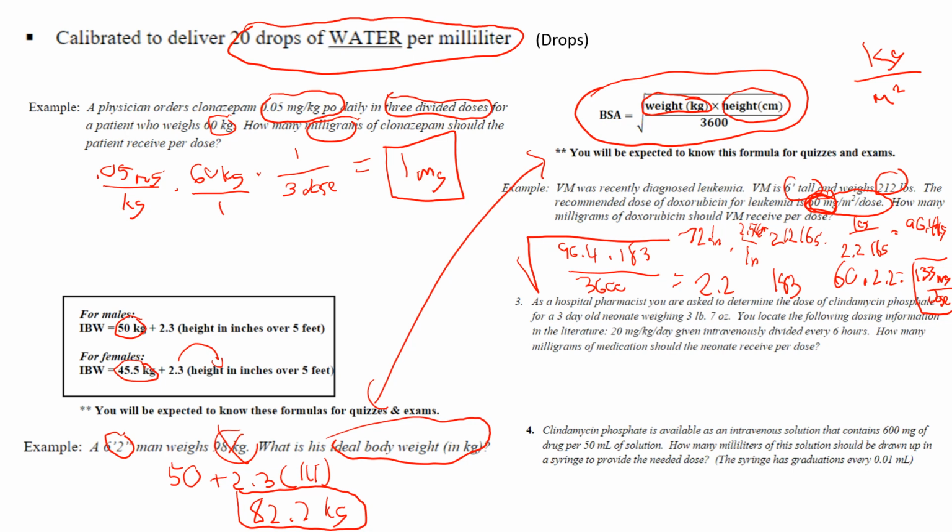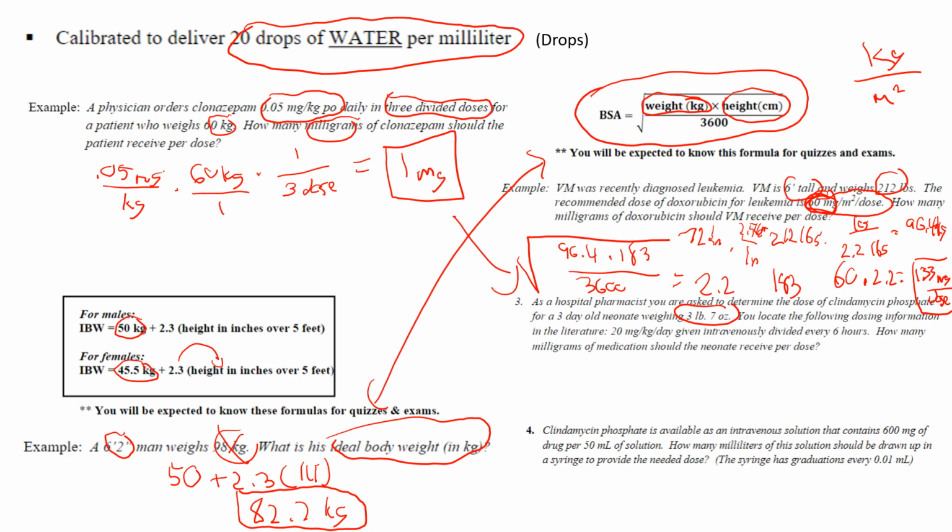We'll jump back down to number 3 now. As a hospital pharmacist, you were asked to determine the clindamycin phosphate for a 3-day-old neonate weighing 3 pounds 7 ounces. So already you can see we're probably going to have to convert either ounces to pounds, which there are 16 ounces in a pound, so that would be like 7/16 of a pound. I don't really want to do that, so we'll probably convert all this to grams.